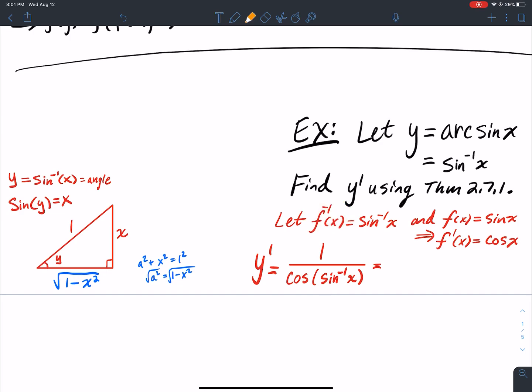Now, from my triangle, okay, what do I know sine inverse equals? Sine inverse is equal to f inverse, which is equal to y. So this is my angle. So this gives me the angle here. And so that is y right there. So it's the cosine of y. Now, what is the cosine of y?